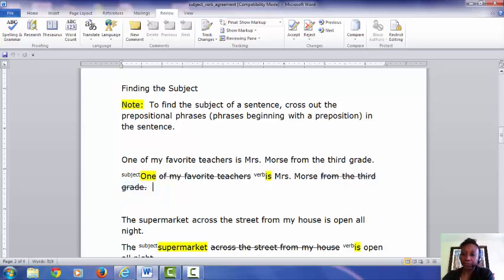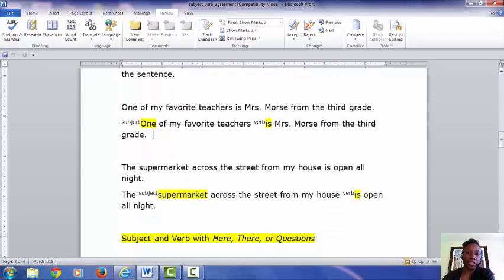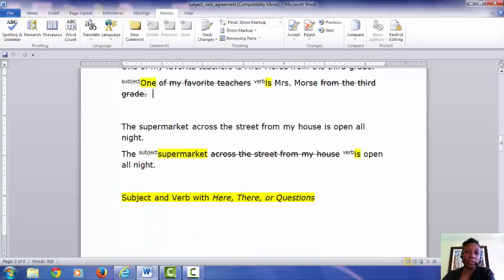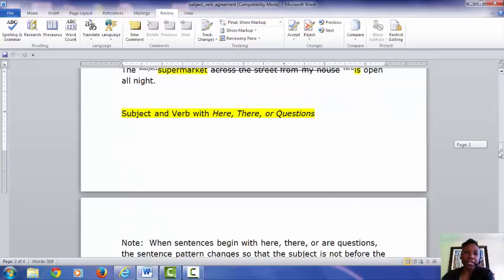Let's move on. The supermarket across the street from my house is open all night. Who or what is the sentence about? We cross out the prepositional phrase first, across the street from my house. We cross that out and then we can find the sentence is about supermarket. The verb is is.